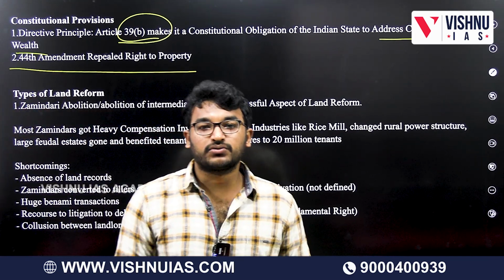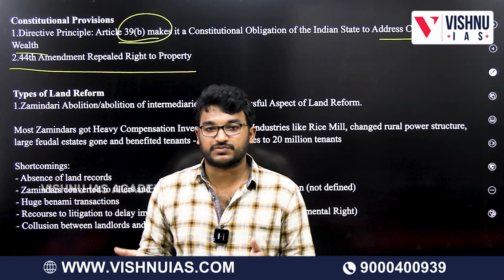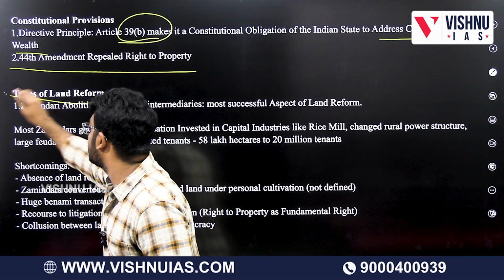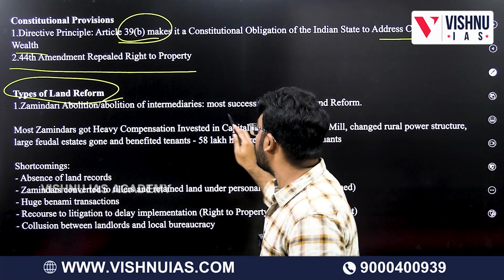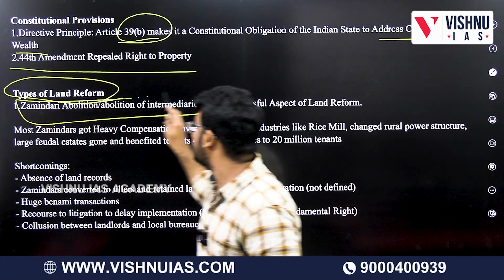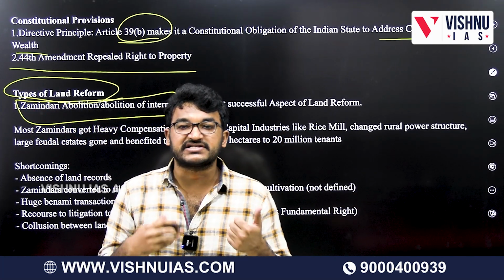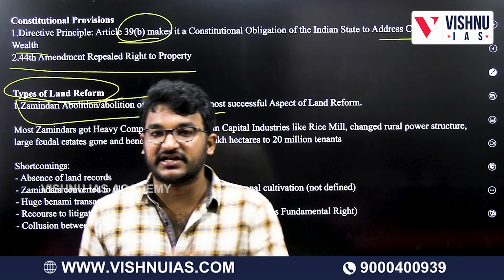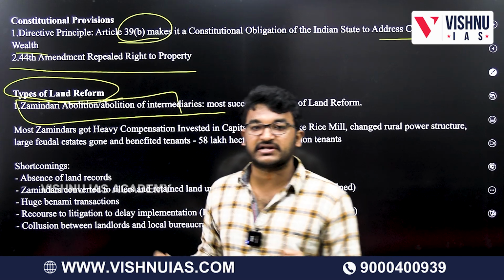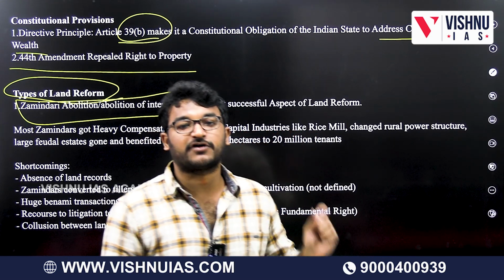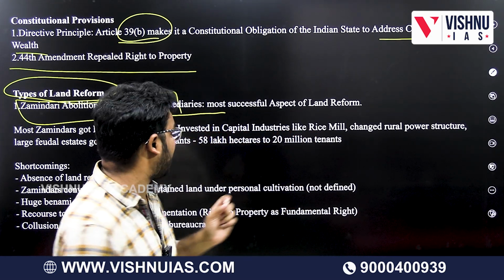Next, now coming to the different types of land reforms. The first major land reform is Zamindari abolition, or abolition of intermediaries. Along with the types, we will be discussing the successes and failures of each and every type of land reform. Okay, and the first thing here is Zamindari abolition, and this is the most successful of all the land reforms implemented in India.